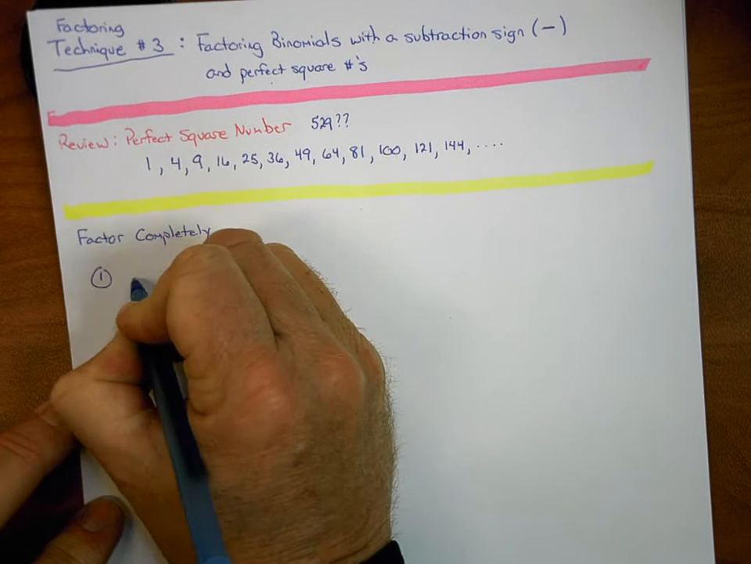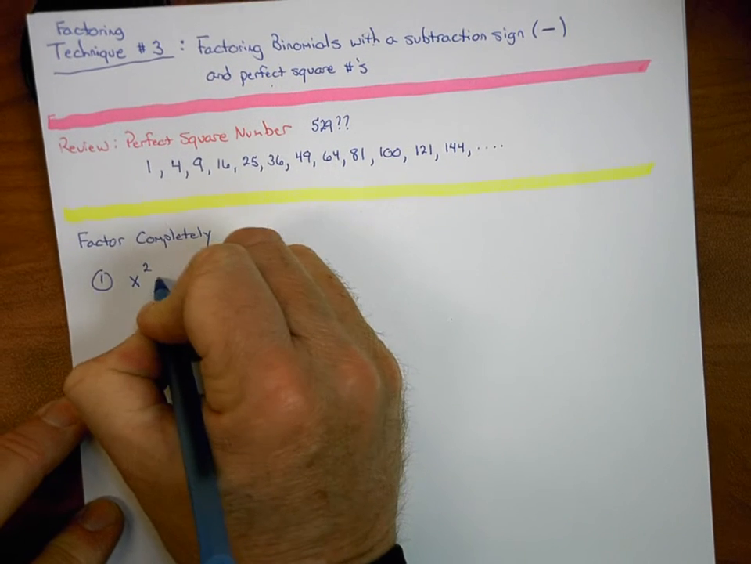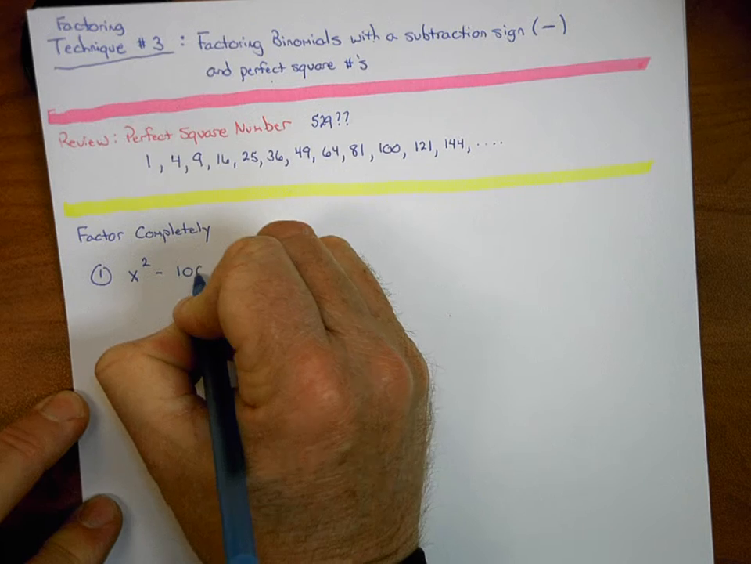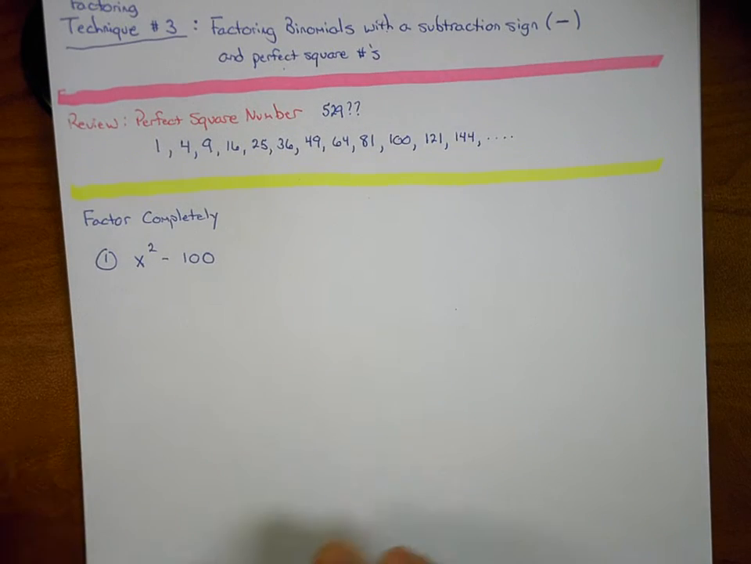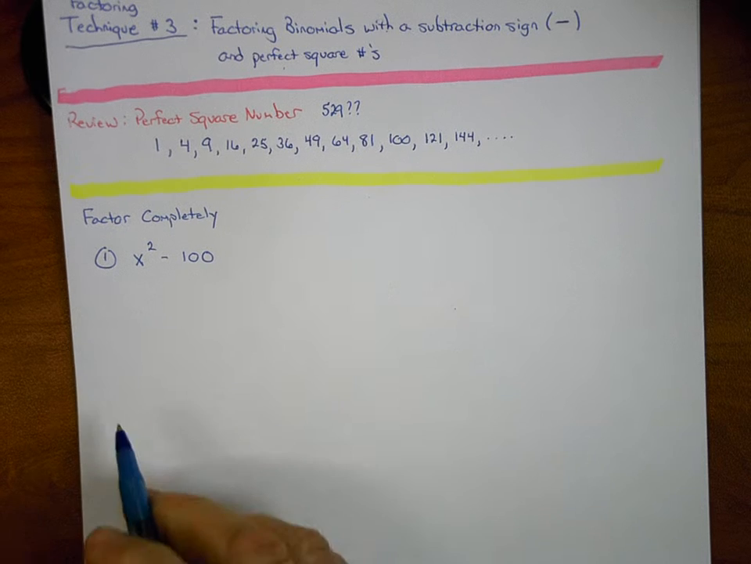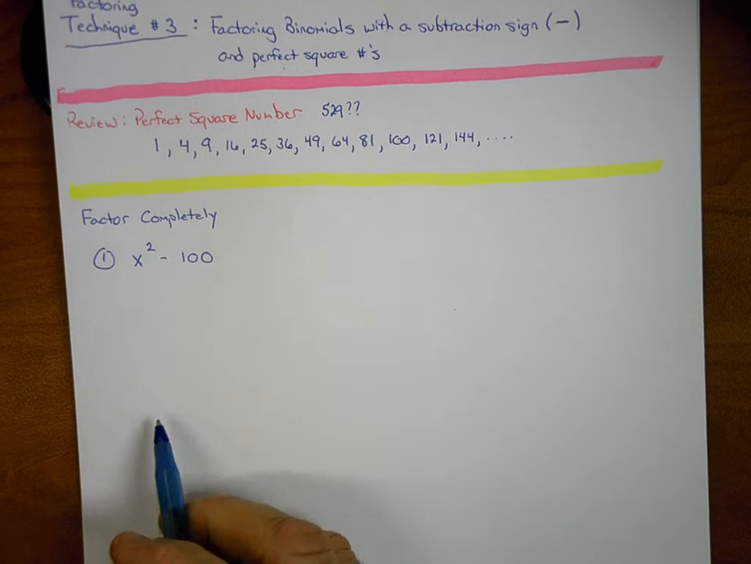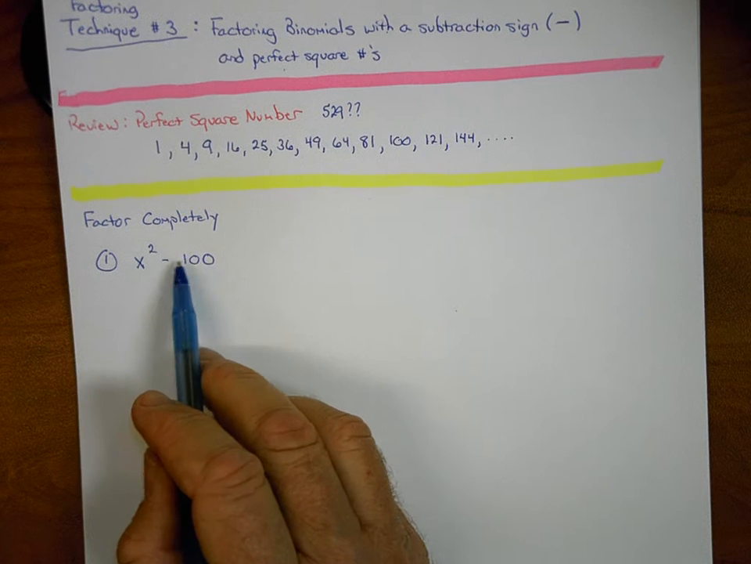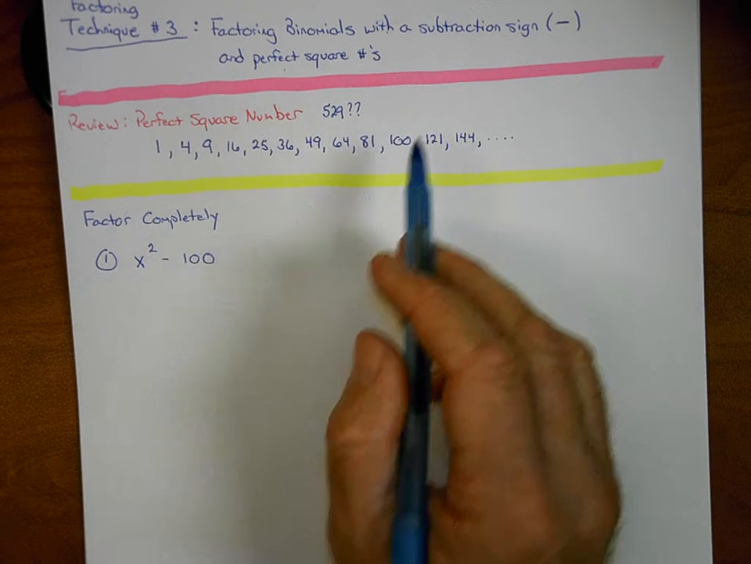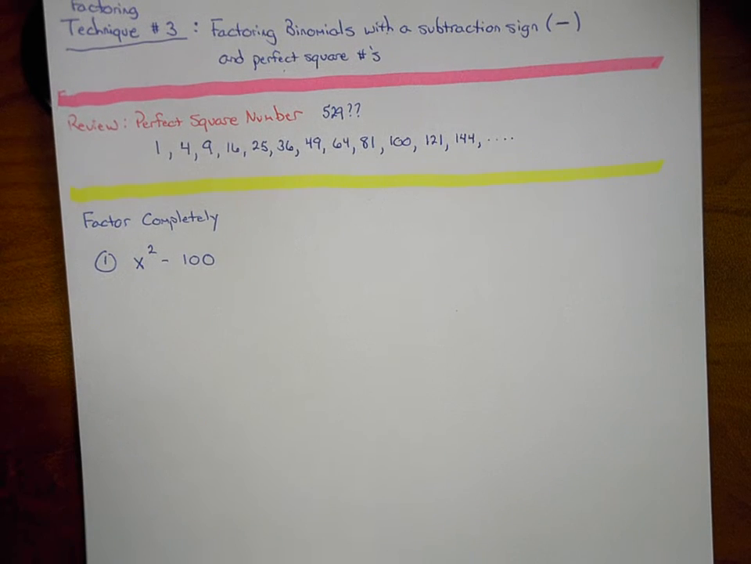Number 1. X squared minus 100. If you notice, is this a binomial, Lily? Yes, it is. Why is it a binomial, Angela? Because, yeah, you're right. There are 2 terms. Is there a subtraction sign, everybody?